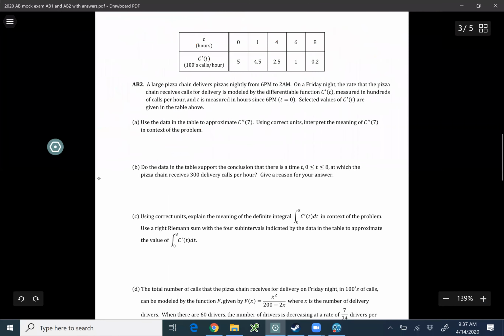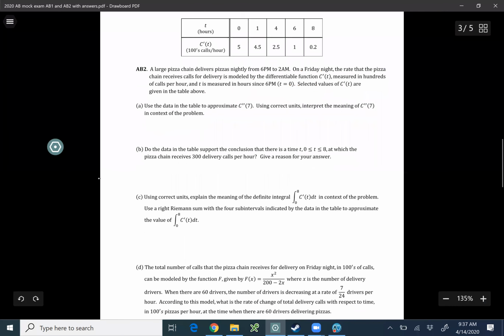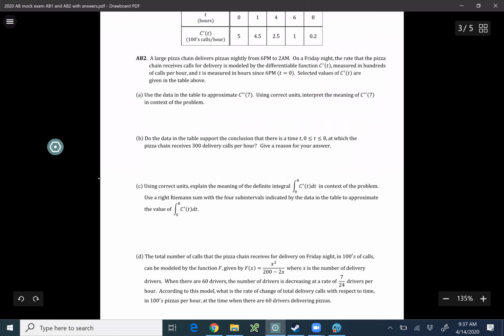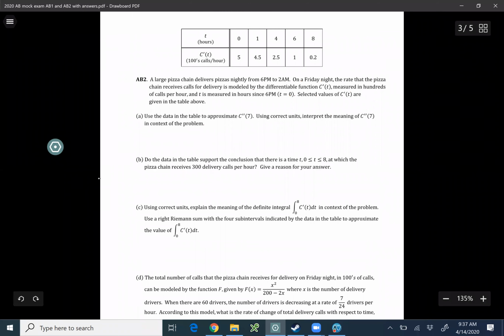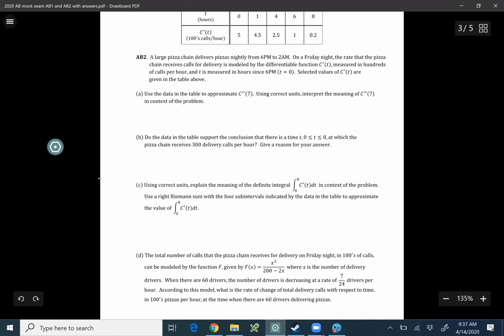So question 2 is a lot easier. If you look at question 2, it honestly looks like what you guys have done a million times. It gives us a table. It says use the data in the table to approximate C double prime of 7 using correct units. Explain it. When would it use the table? Does it support this conclusion? Think about what that hints at.